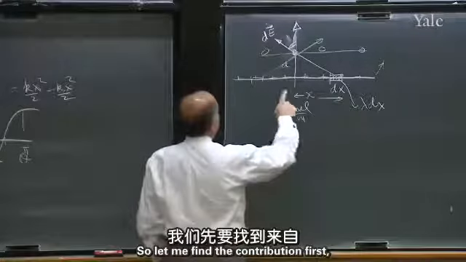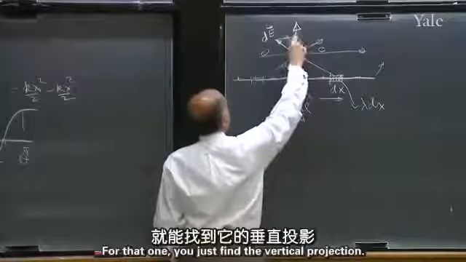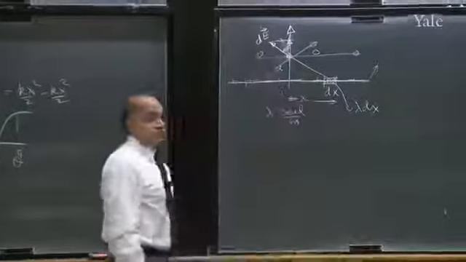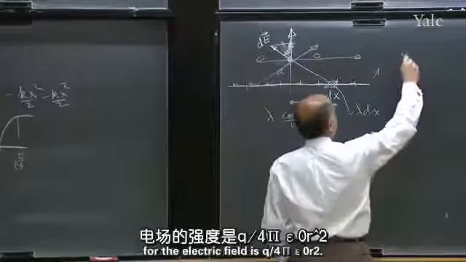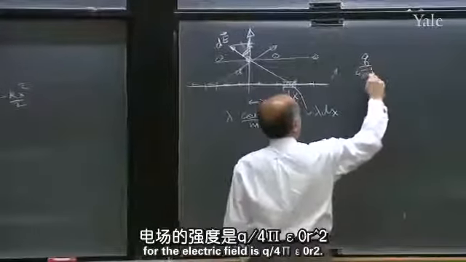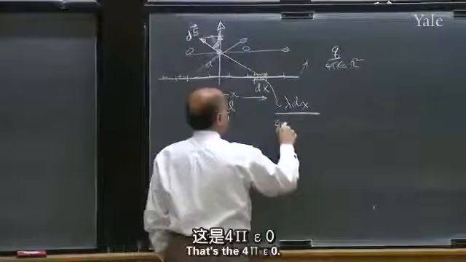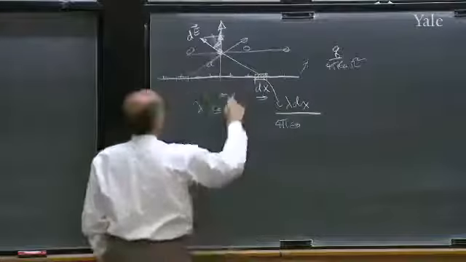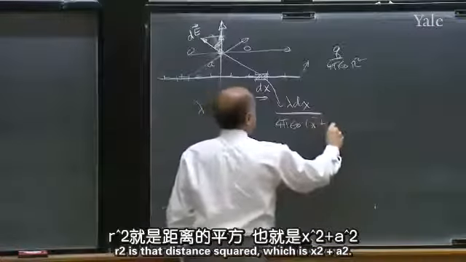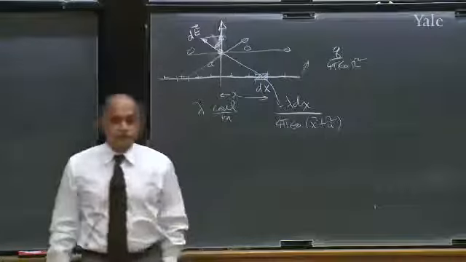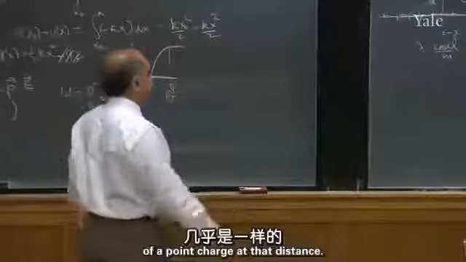So let me find the contribution first, only from this one. Then we will add the contribution from this one. For that one, you just find the vertical projection. So how much is that? Remember, Coulomb's law for the electric field is Q over 4 pi epsilon 0 r squared. So this is the Q, that's 4 pi epsilon 0, r squared is that distance squared, which is x squared plus a squared. That's really like the field of a point charge at that distance.